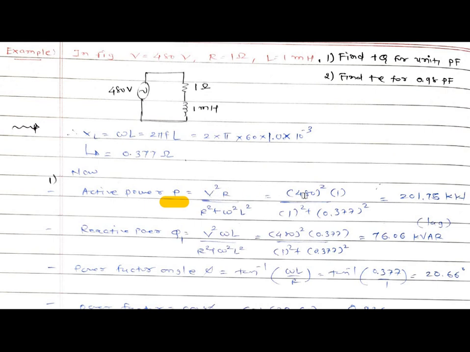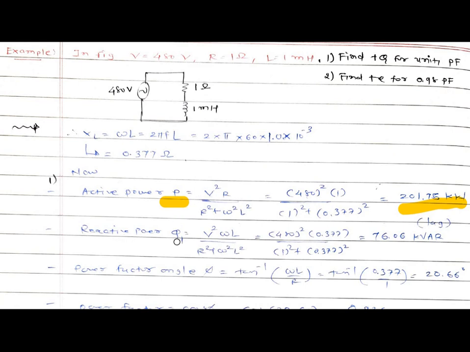The value for V is equal to 480 volt, R is equal to 1 ohm, R square is equal to 1 square, omega L square is equal to 0.377 whole square. So the result is 201.75 kilowatt. So this is the active power which is obtained from this equation.